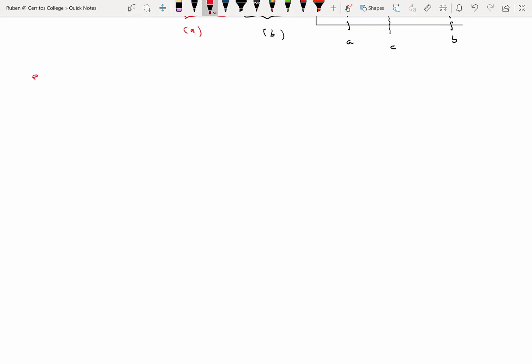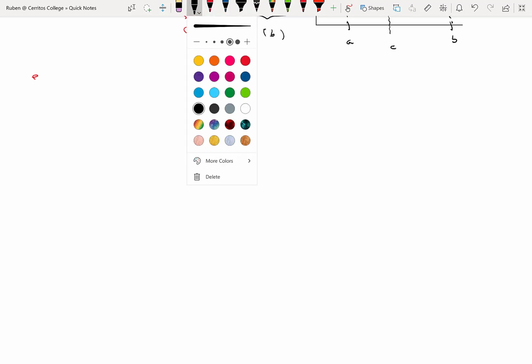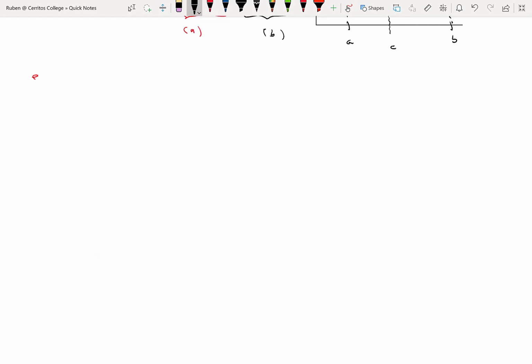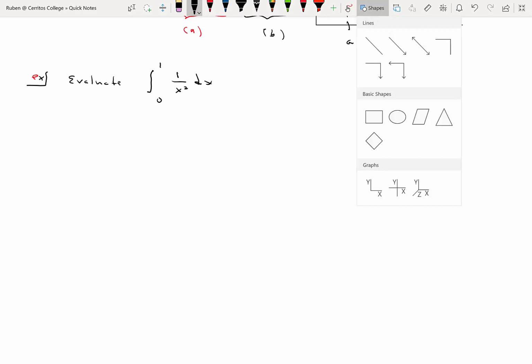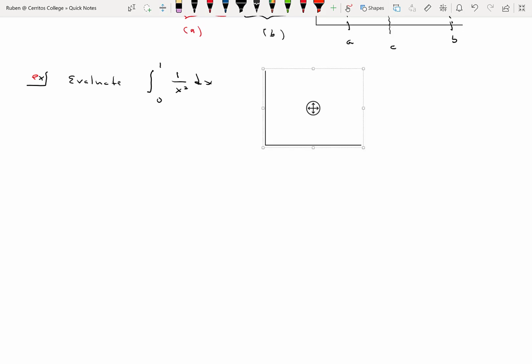So, for example, let me switch back to my other color pen. Okay, example. Evaluate the integral from 0 to 1 of 1 over x squared dx. Okay, so the integral is of the type 2 integral. We have a discontinuity at the left endpoint.